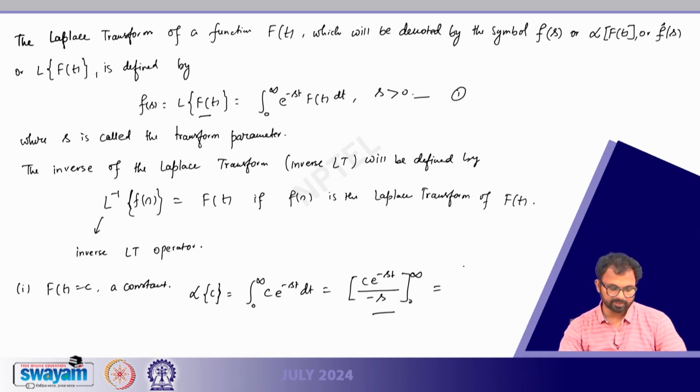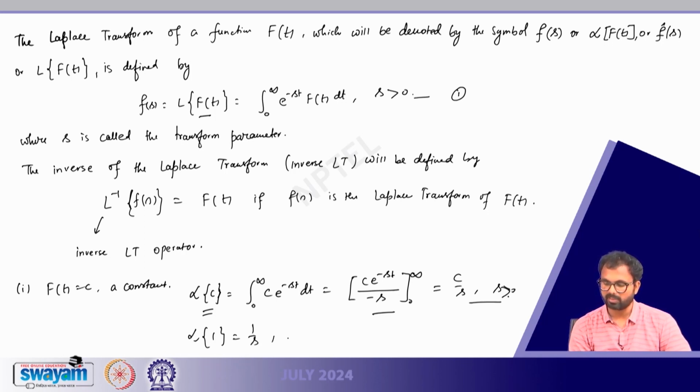Now at t equals infinity this goes to 0, and at t equals 0 this will be minus minus. So this is c by s, where s is positive. That means the Laplace transform of any arbitrary constant will be c by s. From here we can write the Laplace transform of 1 is 1 by s, where s is positive.